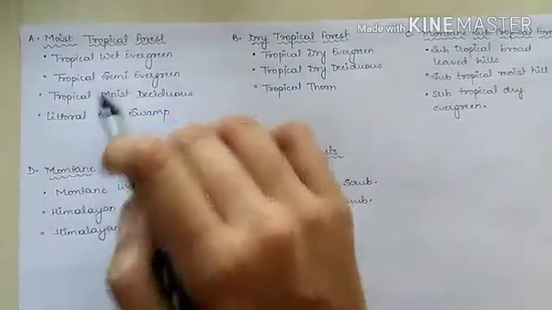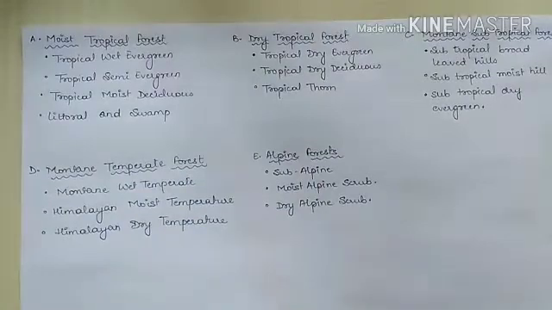Starting with the tropical wet evergreen. Tropical wet evergreen are typical rainforest which grows in those areas where the annual rainfall exceeds 250 centimeters. So we have two areas like this: the western side of the Western Ghats, and then the Mawsynram and Cherrapunji region in Meghalaya. These regions have rainfall of more than 250 centimeters, and the annual temperature is about 25 to 27 degrees Celsius.